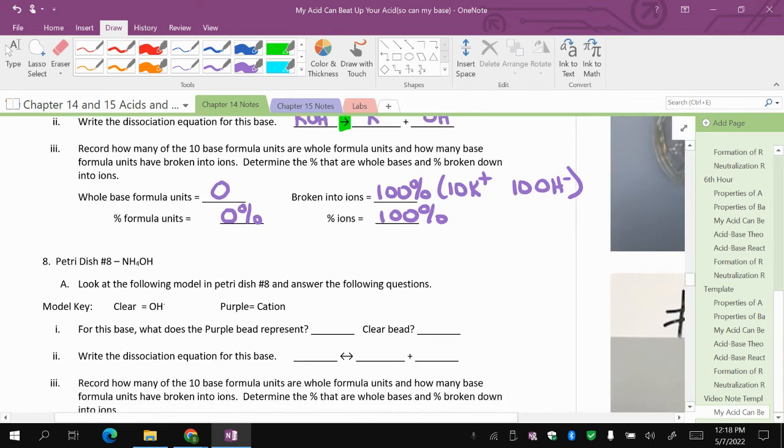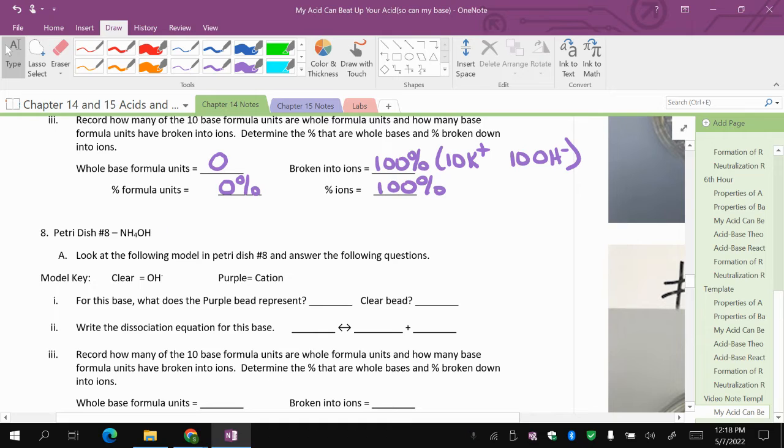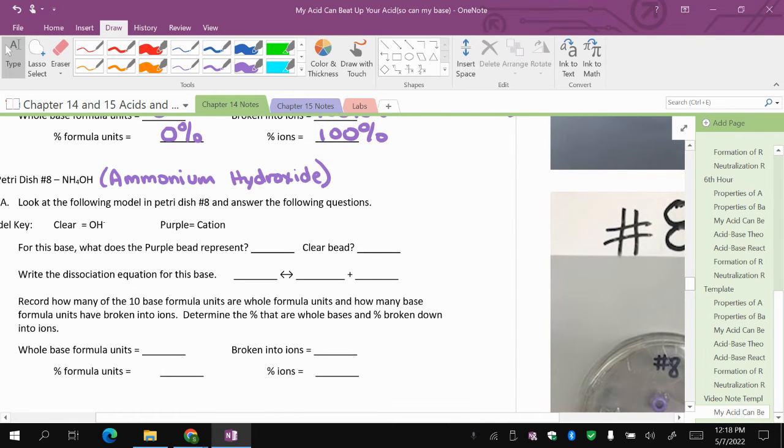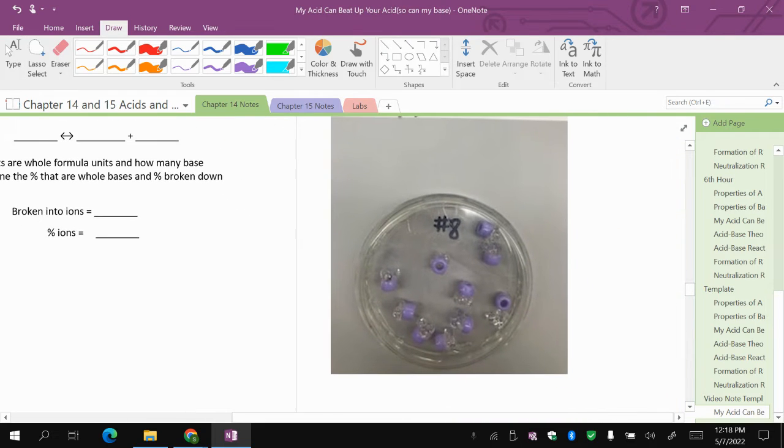So now for Petri dish 8, we're going to look at ammonium hydroxide. You can think back to your definitions of bases. Both of these examples we're going through will increase the concentration of hydroxide ions in solution. And so these are both Arrhenius bases because they increase concentration of hydroxide ions. Again, clear is the hydroxide ions, the purple is the cations.